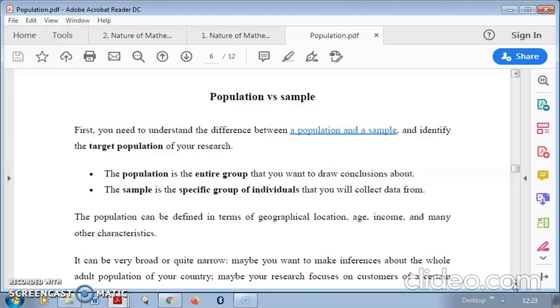Next is population versus sample. Population is nothing but the entire group, as we have already noted. Sample is a specific group of individuals from whom you collect the data.